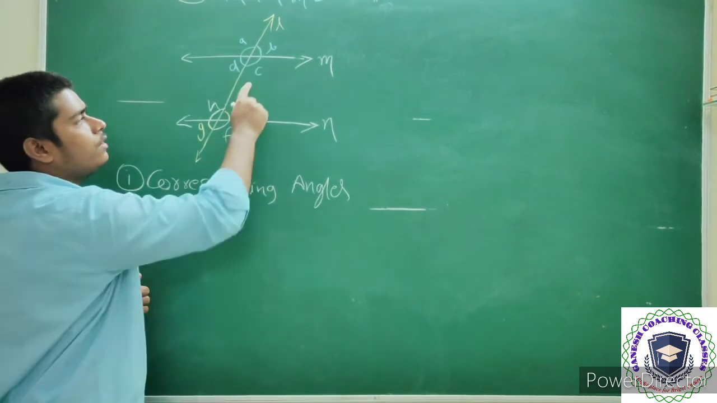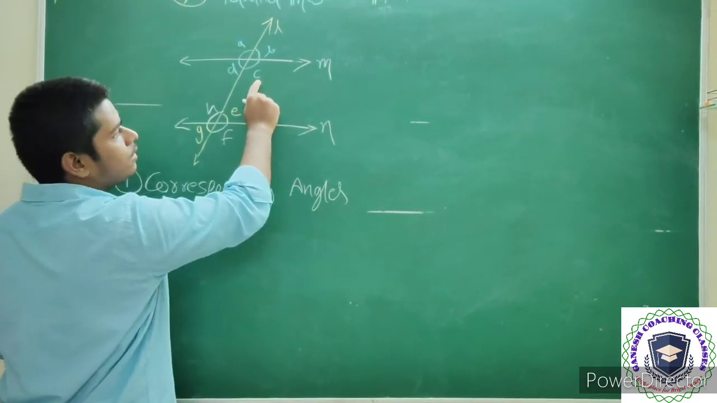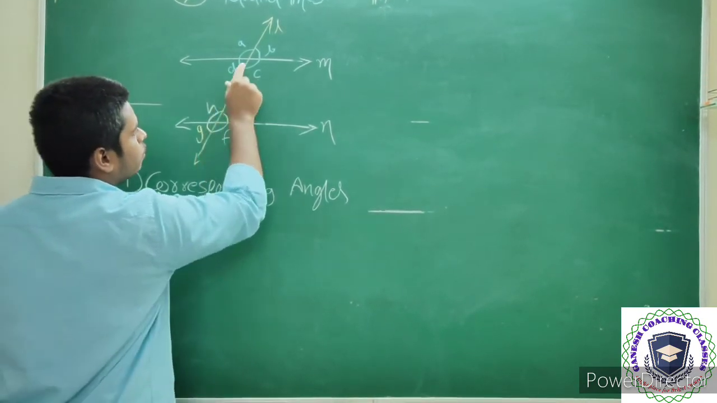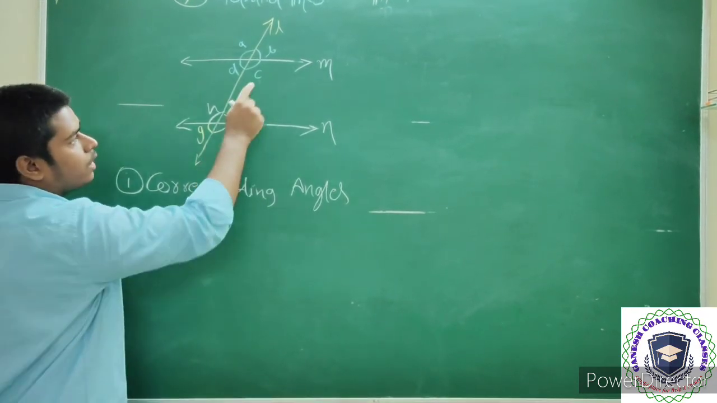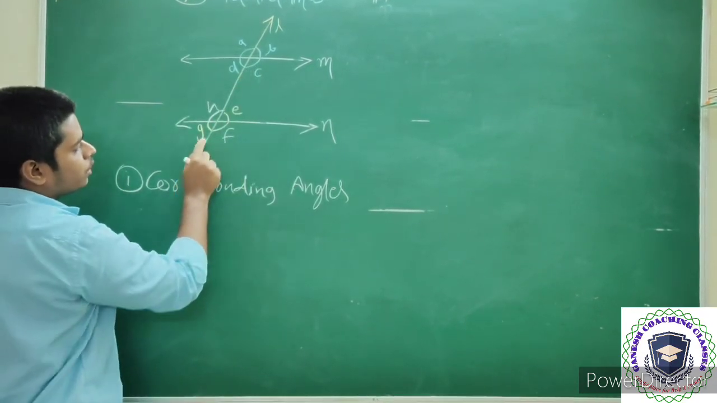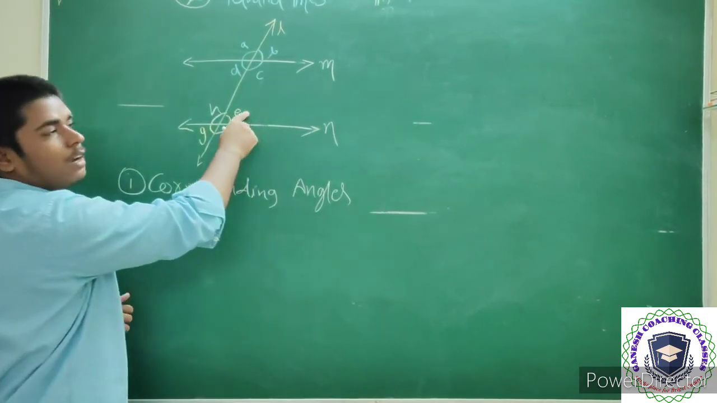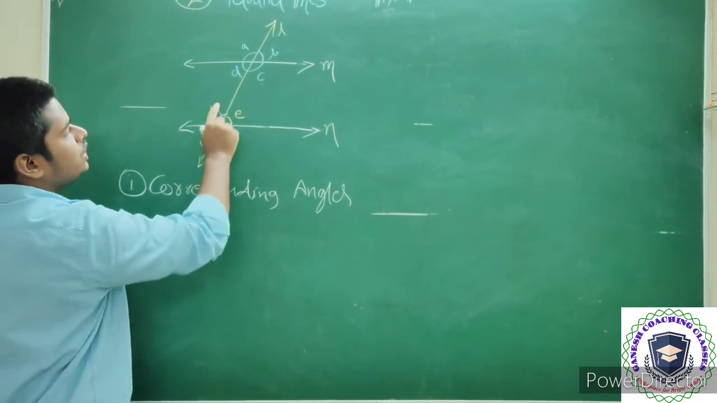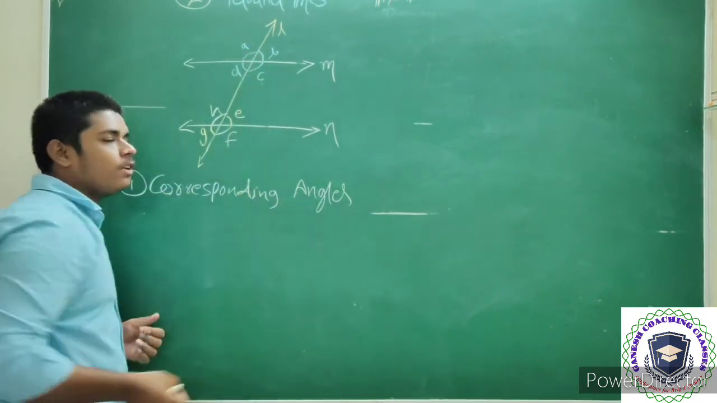When we are considering angle C, which angle looks like angle C? First we have to trace angle C here. How does it look? And there is angle F which looks like C. So here we can trace it. So B and E are corresponding angles, C and F are corresponding angles, G and D are corresponding angles, H and A are corresponding angles.